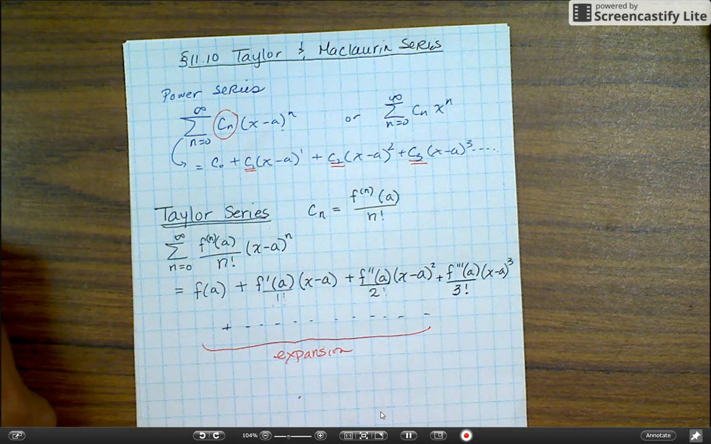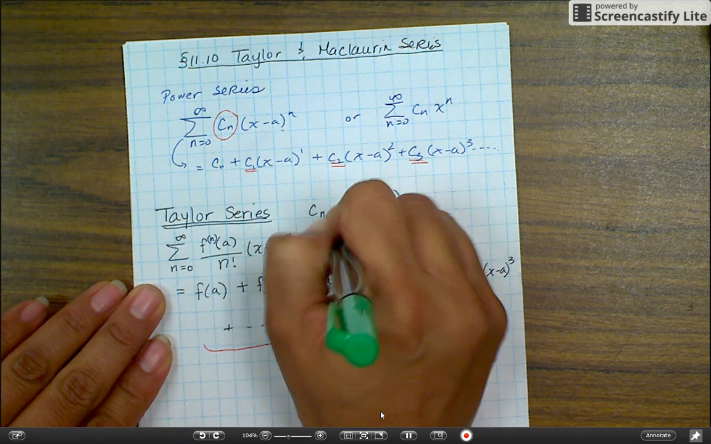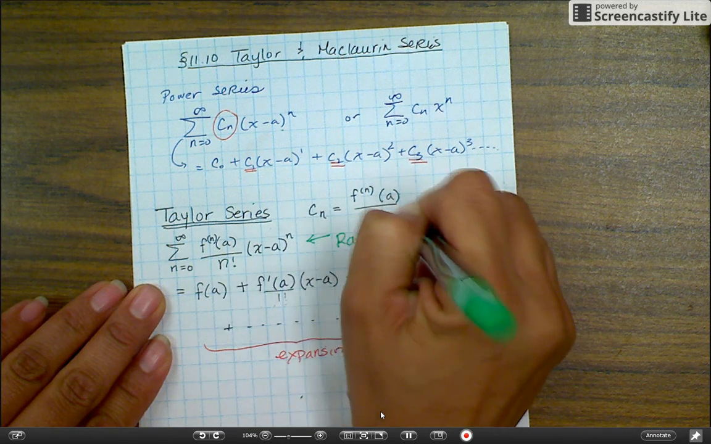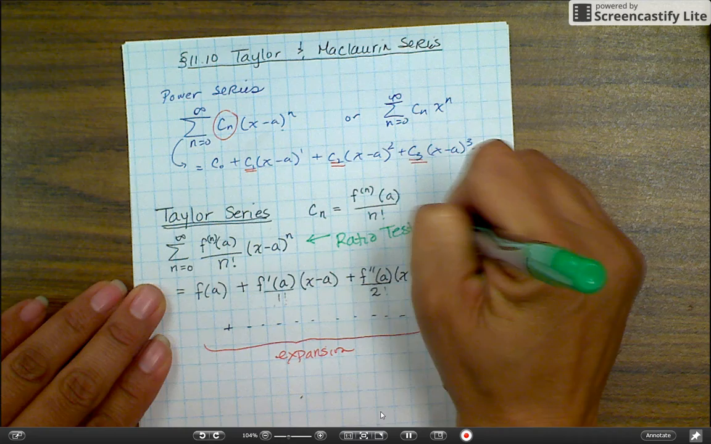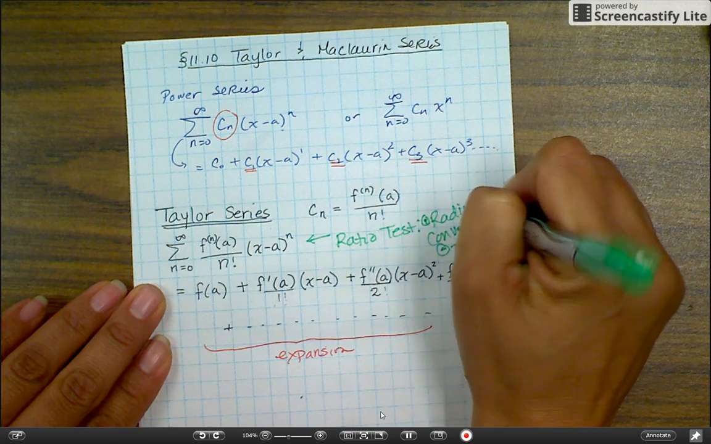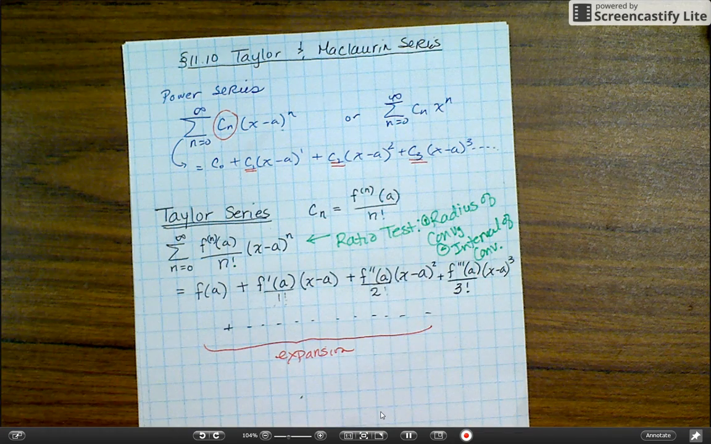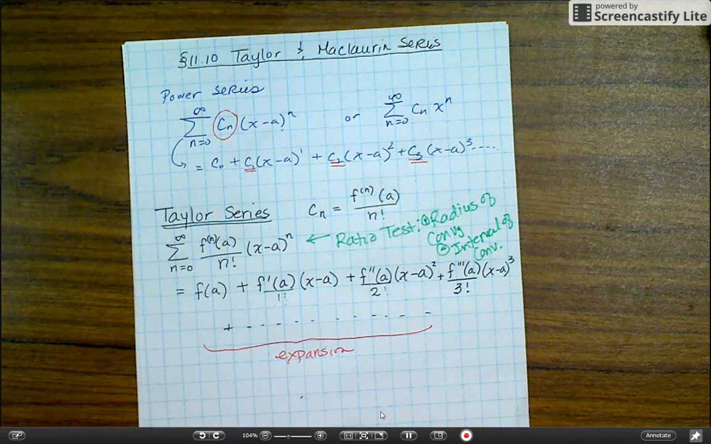Now, if I want to find the radius of convergence or the interval of convergence, this is where we want to use the ratio test. And from what we learned about power series, we already know for sure that this will converge when x is actually equal to a, because that quantity is going to go to 0.